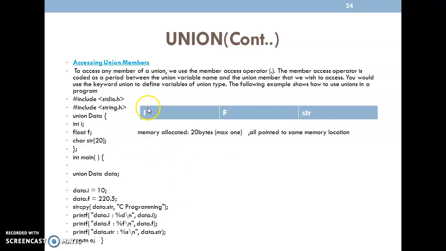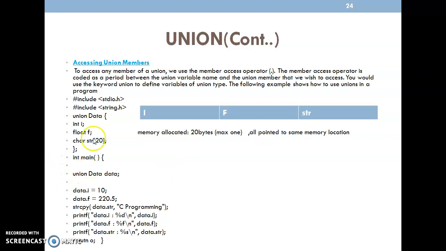I have given an example here. So i, f and str, that is integer, floating point and string, all carry only one allocated memory, whichever is maximum. Out of these three, the maximum is the character string, so it holds 20 bytes of memory. The remaining two variables have to access from this memory only. Accessing the data remains the same as that of structure. We have to access them by making use of the dot operator.